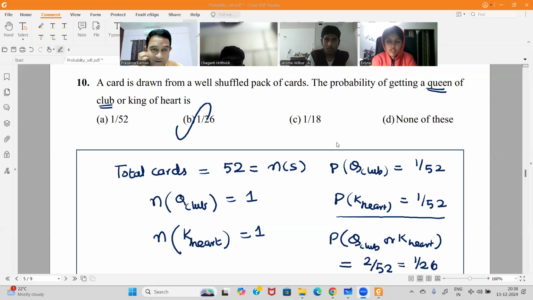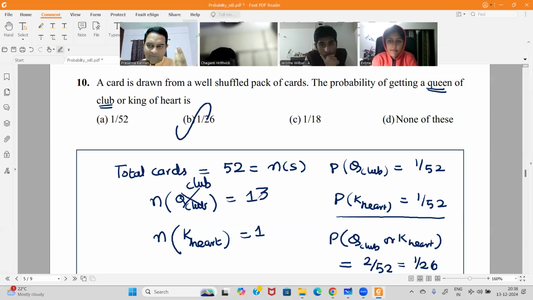Club. No, no. 13C1 will come when you can pick any club card. 13C1 would be the answer if I had said instead of this, you pick any club card, then you can pick a queen club card or a king club card or a jack club card or 2, 3. You got the point, Evelyn? You will get 13 options, isn't it?